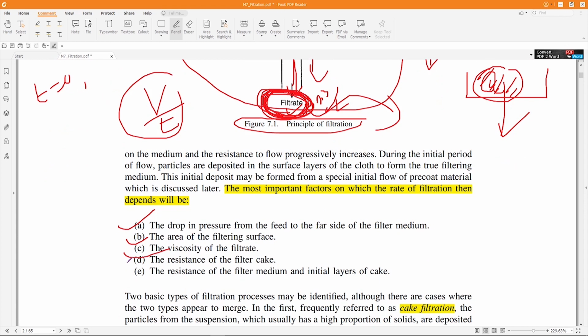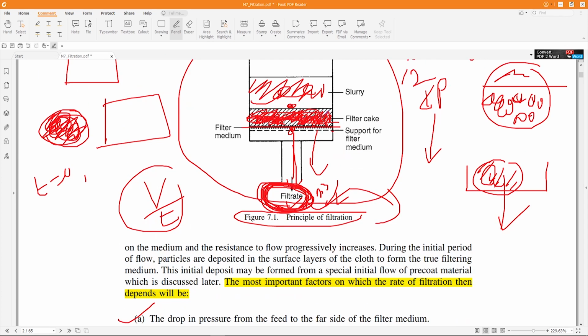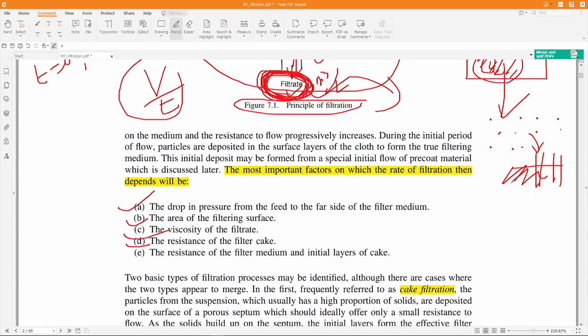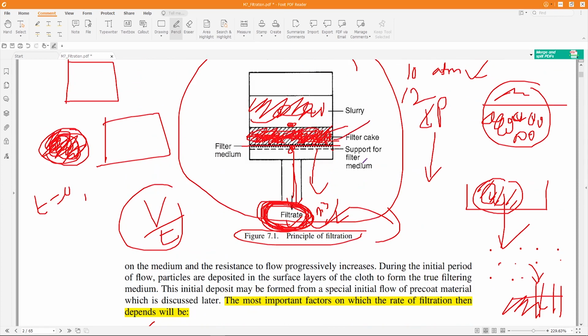The resistance of the filter cake: what will be the resistance of these solids deposited here? Suppose the solid particles deposited are very lightly packed, then the flow rate will not be much affected. But if it is densely packed and there are no pores in between them for the liquid to pass, then definitely the flow rate of the filtrate will decrease, or there will be no filtrate. So that is also important, the resistance offered by the filter cake.